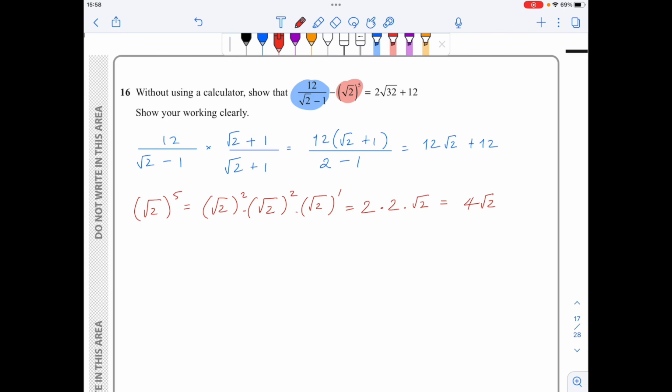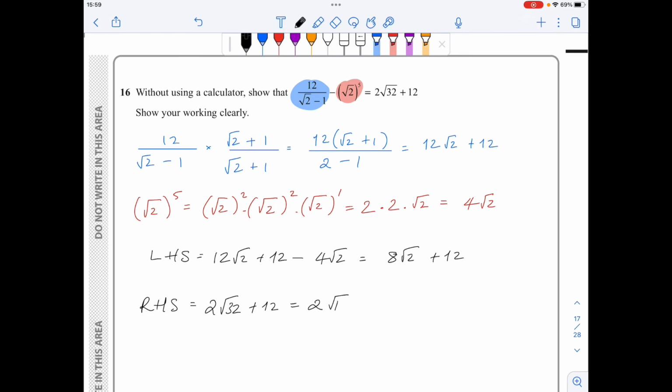square root of 2. So the left hand side is equal to 12 square root of 2 plus 12 minus 4 square root of 2, which gives me 8 square root of 2 plus 12. Now the right hand side is equal to 2 square root of 32 plus 12. The square root of 32 can be split into square root of 16 times square root of 2. The plus 12 stays there.